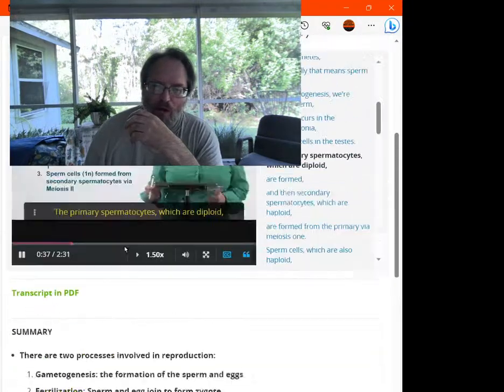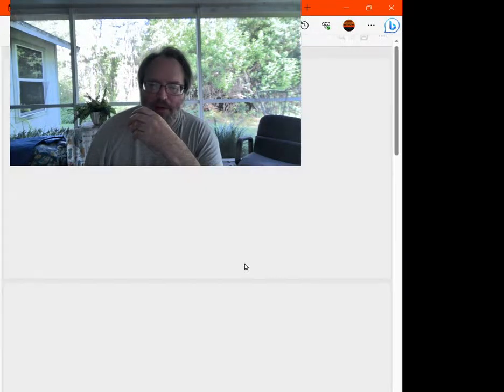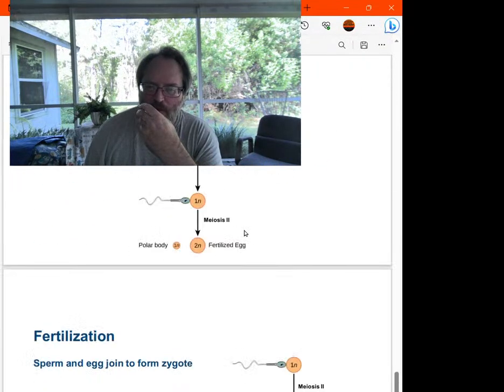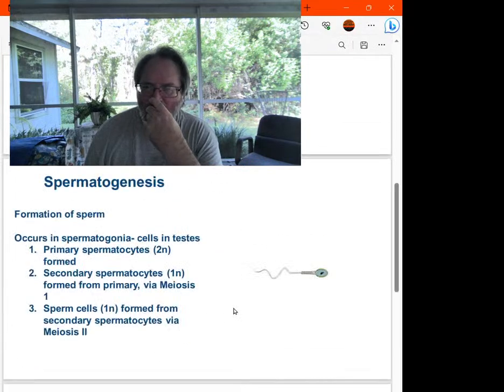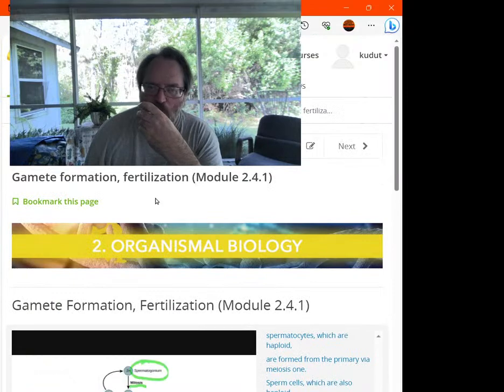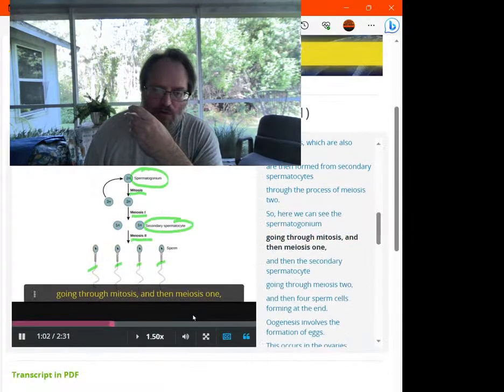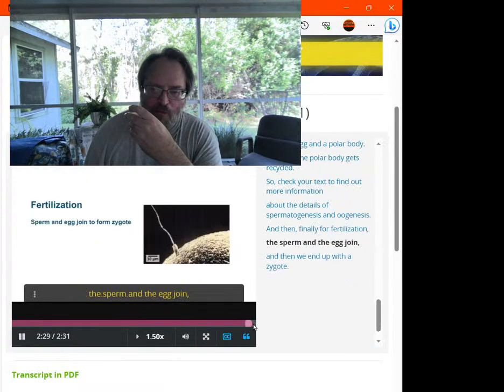The primary spermatocytes, which are diploid, are formed, and then secondary spermatocytes, which are haploid, are formed from the primary via meiosis I. Sperm cells, which are also haploid, are then formed from secondary spermatocytes through the process of meiosis II. So here we can see the spermatogonium going through mitosis, and then meiosis I, and then the second division, the sperm and the egg.